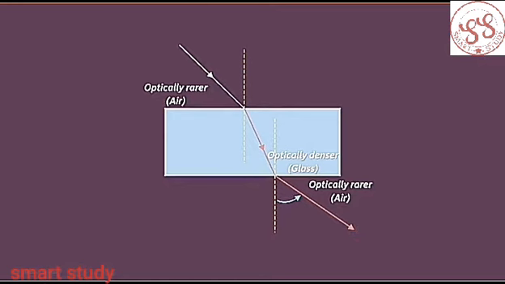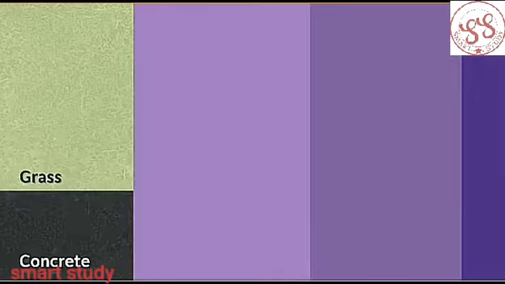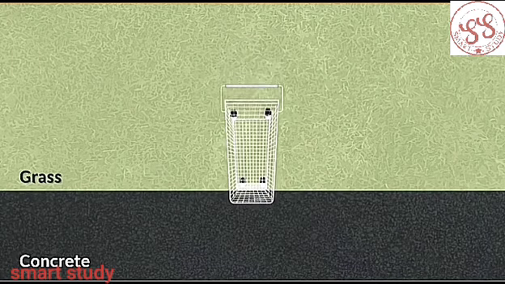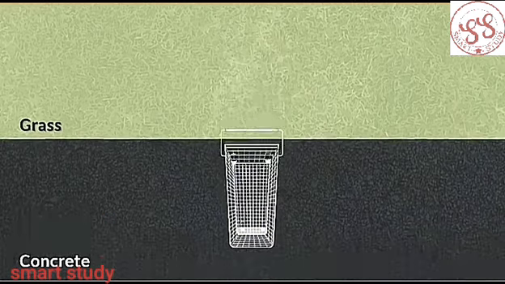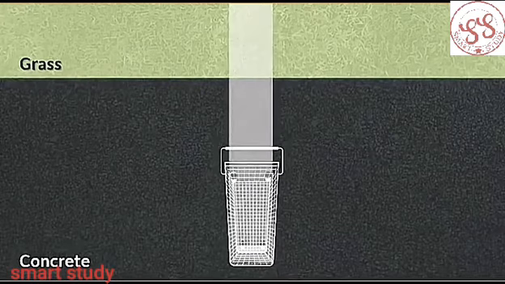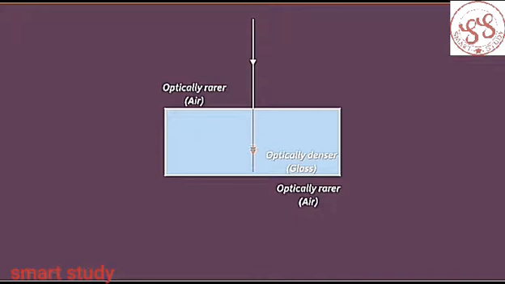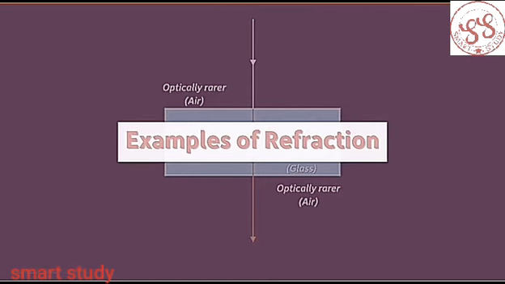One last question to which you will definitely know the answer to. What if the cart is entering the concrete like this, perpendicular to the surface? Yes, its speed will increase, but its direction will not change. So if the light is entering an optically rarer medium in a perpendicular manner, then its speed will increase, but its direction will not change. In the next video, we will talk about a few examples of refraction.